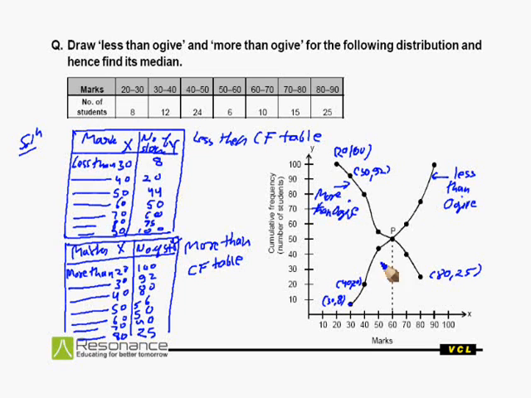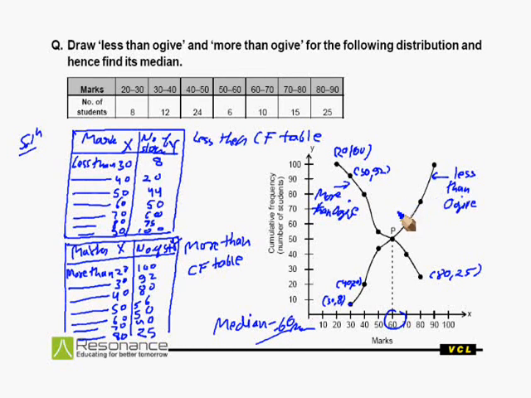Where the less than ogive and the more than ogive intersect, they intersect at the point P. Now from this point P we draw a line parallel to the y-axis. This line is parallel to the y-axis. This line intersects the x-axis at the point 60. So 60 is our median. So 60 is our median, 60 marks.